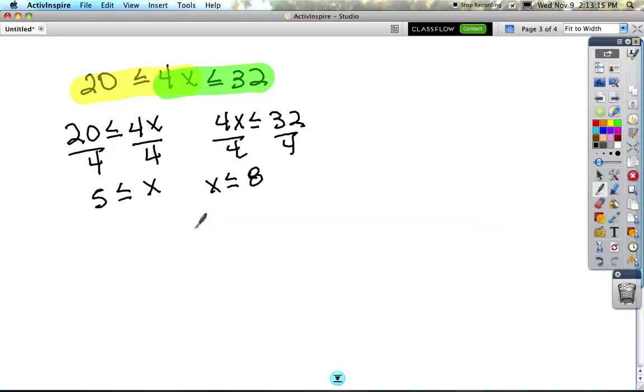Now we've got to write this as one answer, not two separate. What's my smallest number up here? 5. What's my biggest? 8. X is going in the middle. 5 is less than or equal to x, x is less than or equal to 8. Are both of these less thans? Yes.